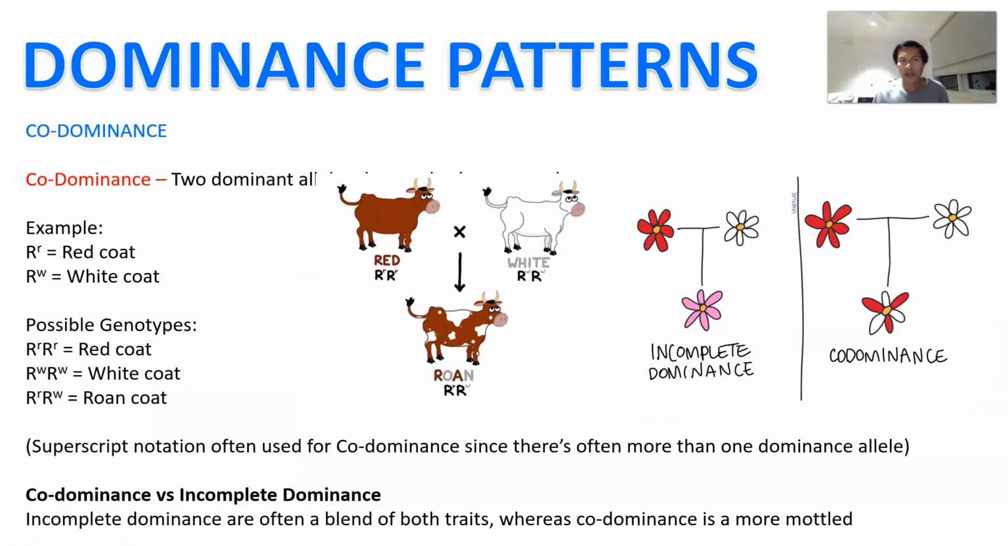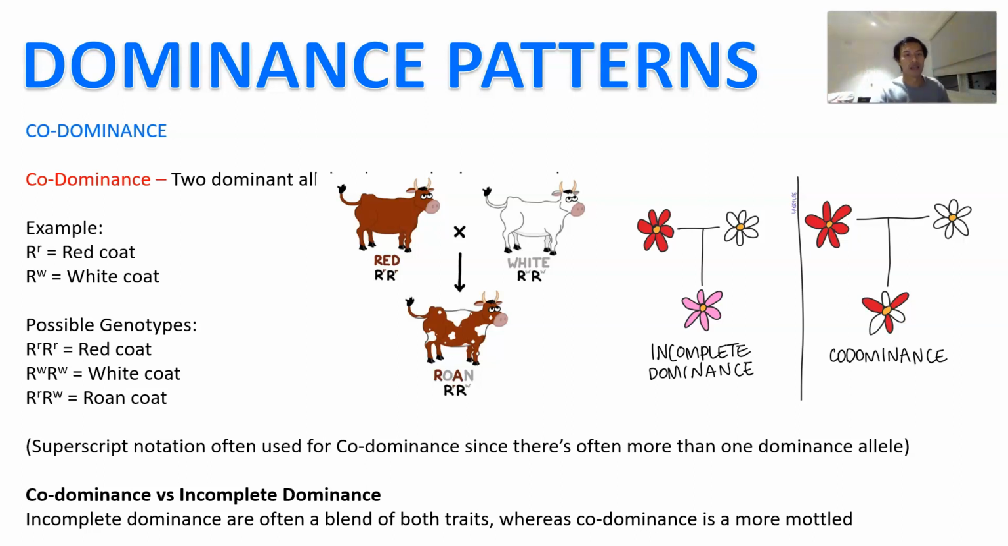All right, the last dominance pattern is codominance. Sorry, that's completely blocked out. I don't know why that's completely blocked out. Codominance happens when you have 2 dominant alleles that compete with one another and both are expressed.